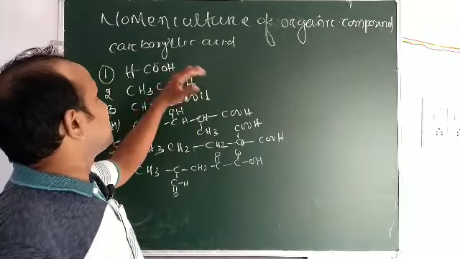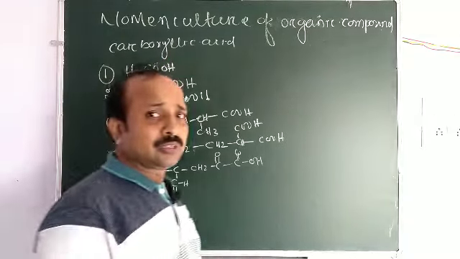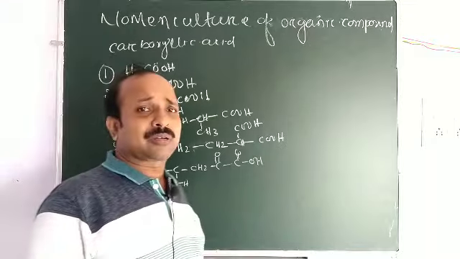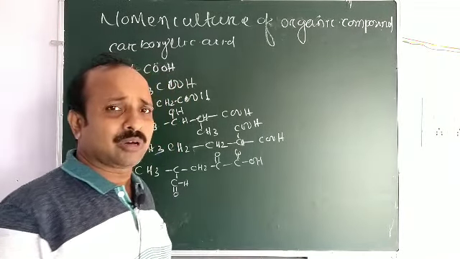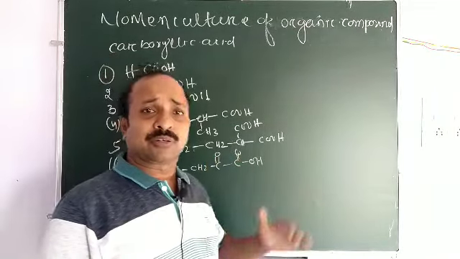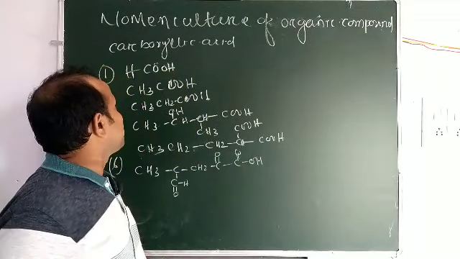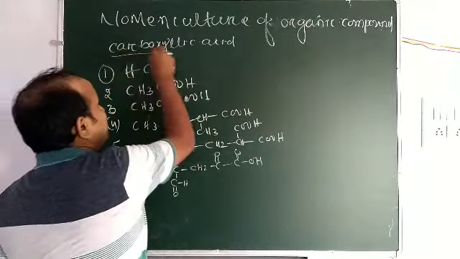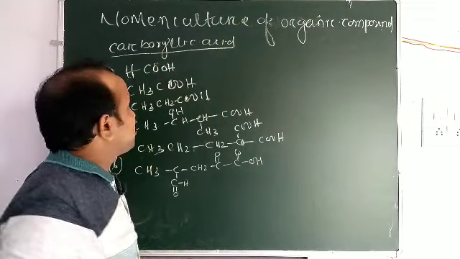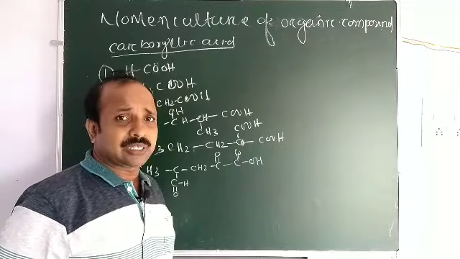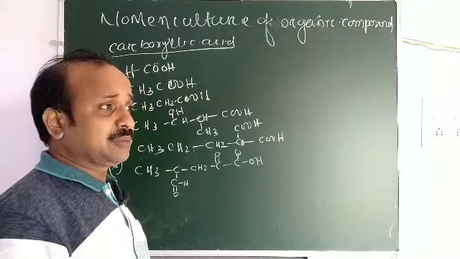Let us study the nomenclature of organic compounds. In the last class we already discussed how to name organic compounds of alcohol, aldehyde, ketone, and also the halogen group. Today we will read about how to name the organic compound carboxylic acid and its derivatives.